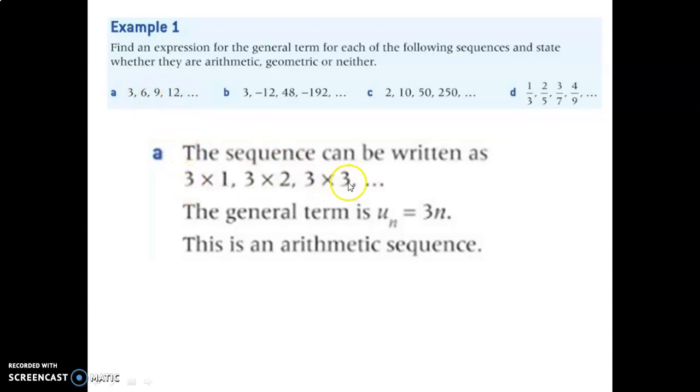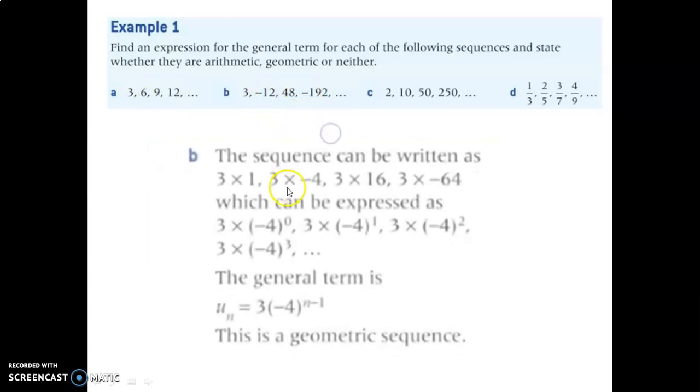We can see our rule will always have a 3 in it. There's always that 3, and then we're multiplying by 1, 2, and 3. Well, 1, 2, and 3 are like the position numbers, right? Position 1, position 2, position 3. So our rule can be u sub n equals 3, because there's that 3, times n, which is the position number. And that will work for any number in the sequence. This is arithmetic, because we can see it's going up by the same value every time. Try the same technique for this one and see if you can create the rule like that.